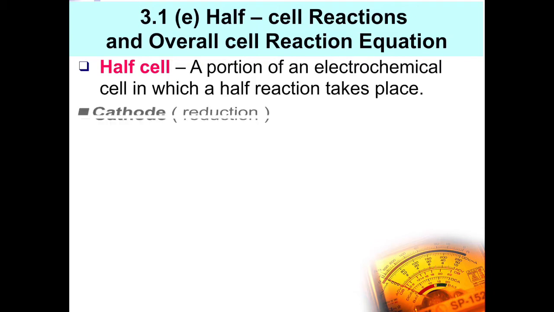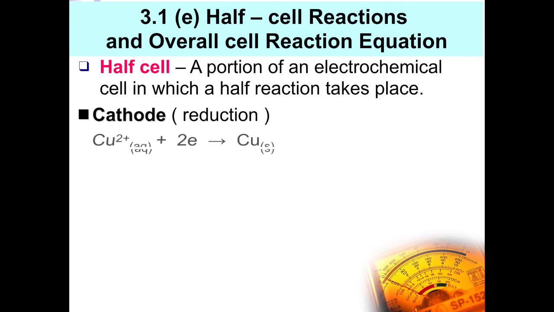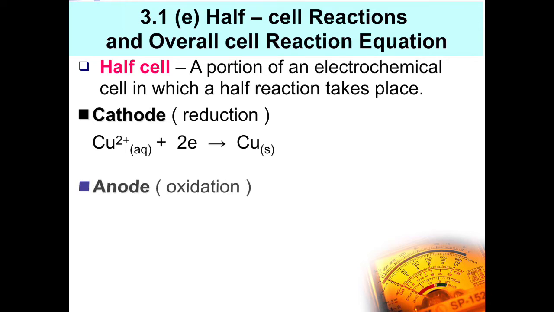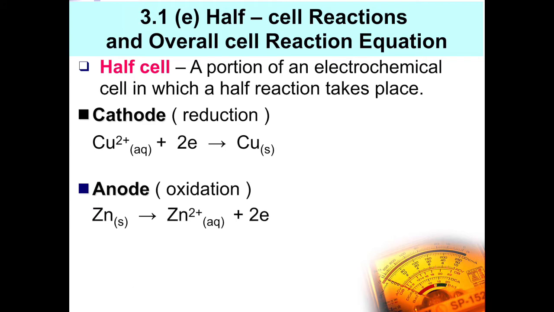For an equation at cathode where reduction takes place, the equation is Cu2+ + 2 electrons produce Cu solid. While at the half cell of anode where the oxidation happens, the equation is zinc produce Zn2+ + 2 electrons.